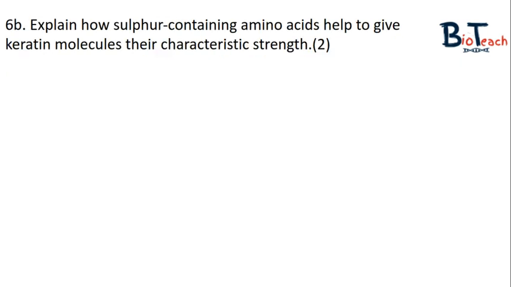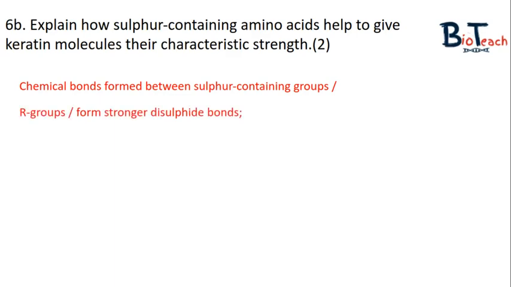The next part of the question asks you to explain how sulfur-containing amino acids help to give keratin molecules their characteristic strength. Well, we know that where there is sulfur in amino acids, that allows the formation of disulfide bridges. So stating that will give you 1 mark. You could even say for the 1 mark that the R groups form stronger disulfide bonds. The second part of the mark is awarded for saying that the disulfide bridges will bind the chains to each other. Most students miss out on this second mark as they don't always talk about the chains binding to each other.